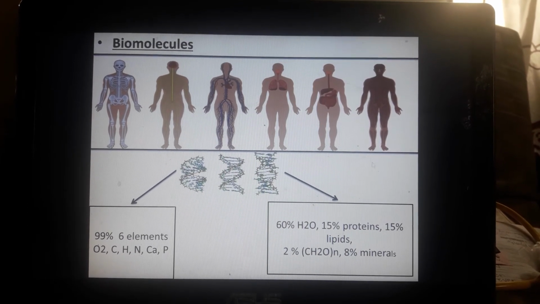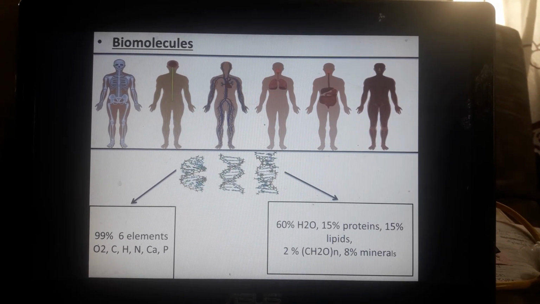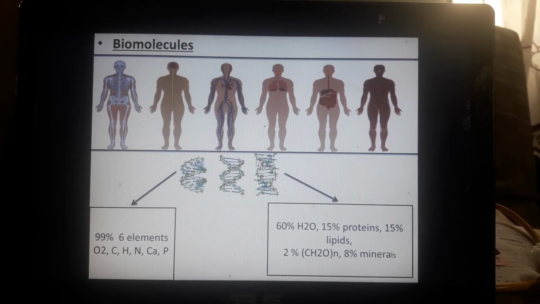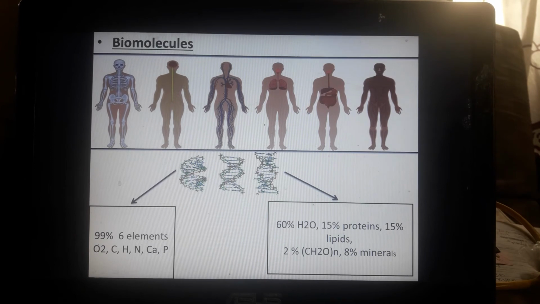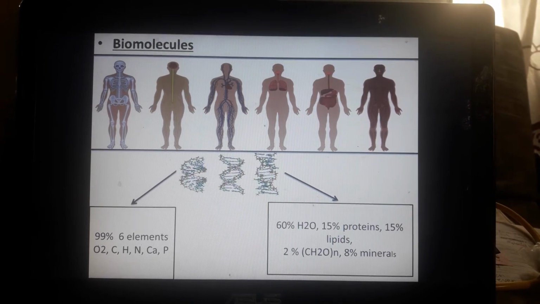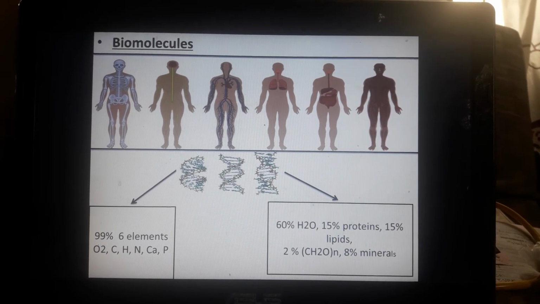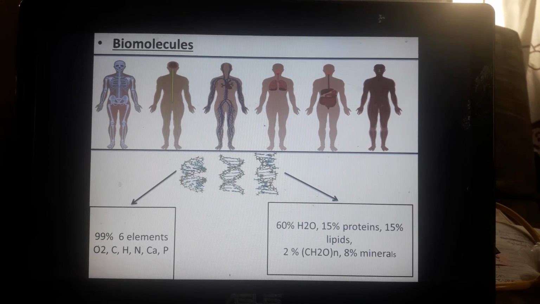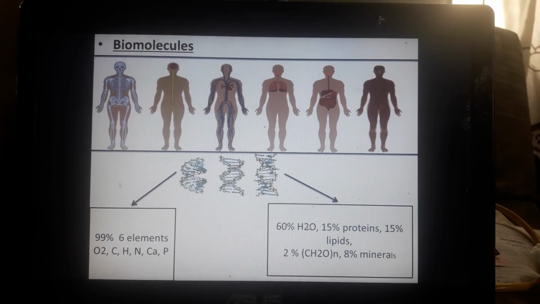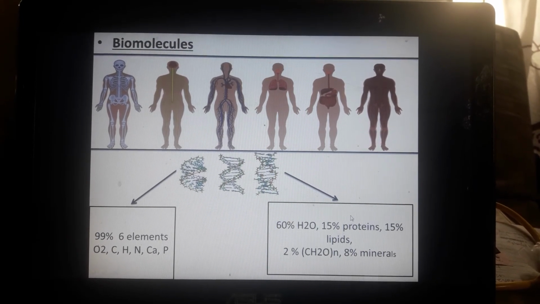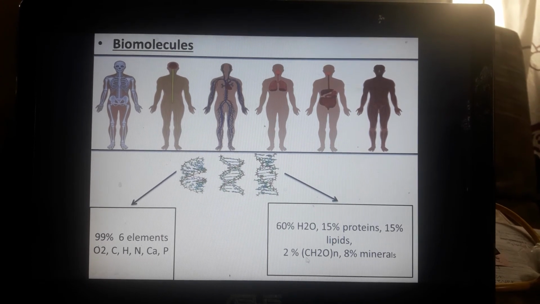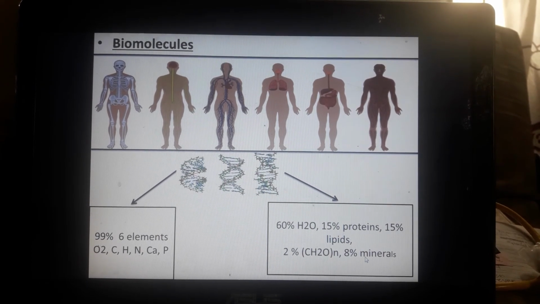So what are the biomolecules? This is our human body. This is known to be the DNA structure, or the double helix, for example. The body contains 99% of 6 elements: oxygen, carbon, hydrogen, nitrogen, calcium, and phosphorus. 60% of our body is water, 15% proteins, 15% lipids, 2% carbohydrates, and 8% minerals.